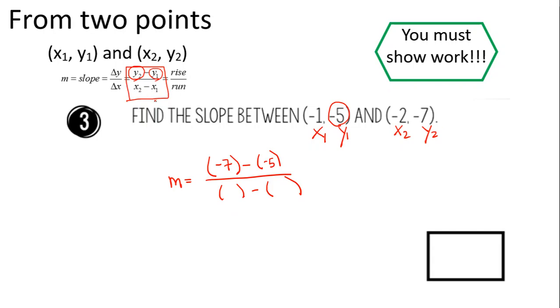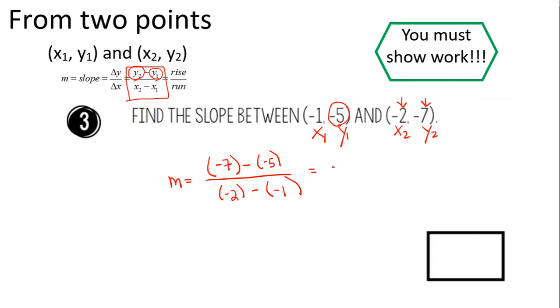On the bottom are my x's. So I'm going to subtract my x's. And since I started with -7, this is y2, I have to start with -2, which is x2. So -2, and then minus is part of the formula. So I have to put in a -1.